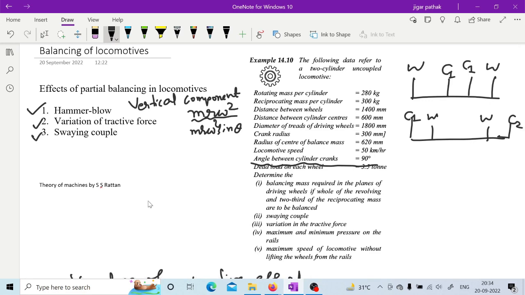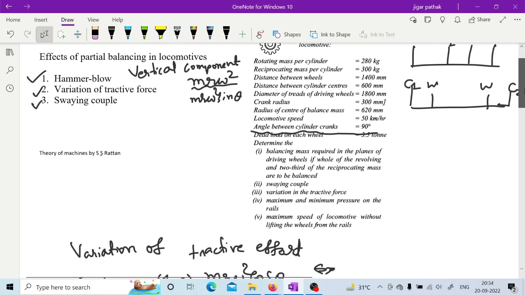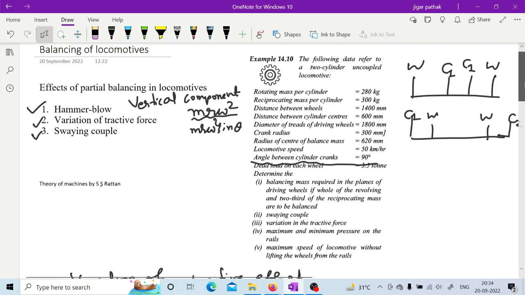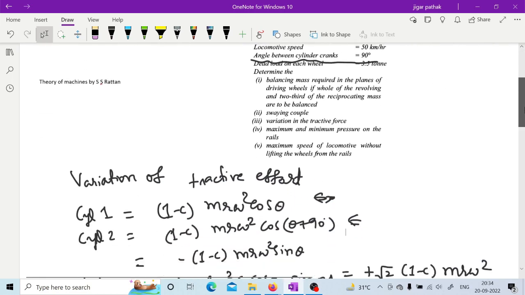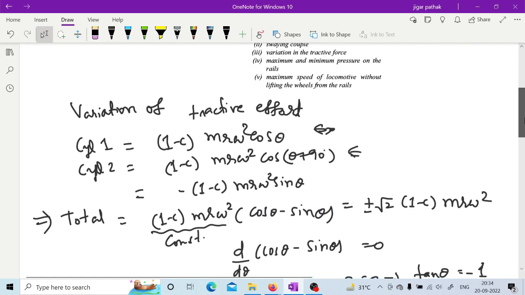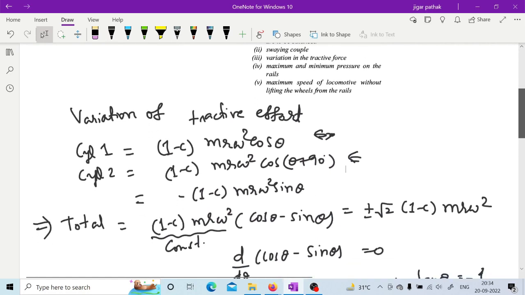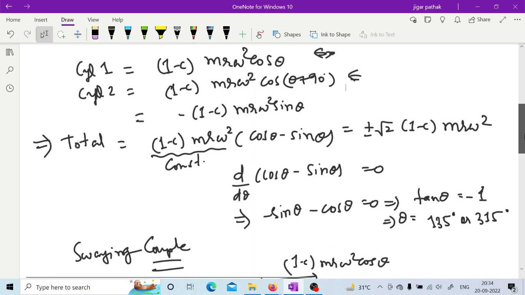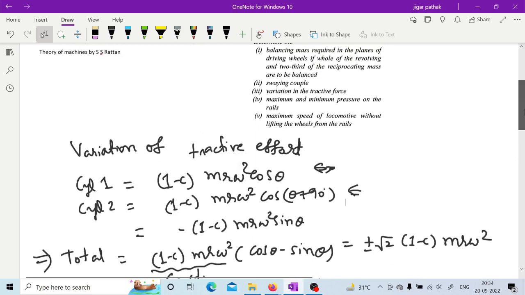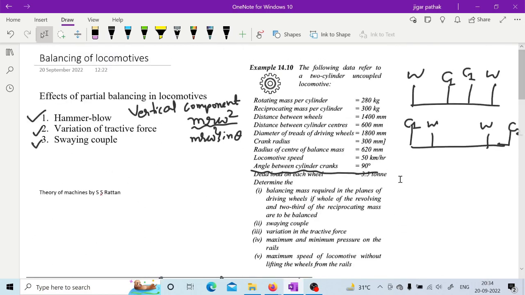Sir, in swaying couple, will the tractive force be zero? In swaying couple, tractive force is zero. What do you mean? I mean, if there are two engines, then are they cancelling the vertical component? Actually they are in different planes, I guess. Here, sir, there are different planes for cylinders, right, as I have mentioned here. Are you getting? Yes, sir.